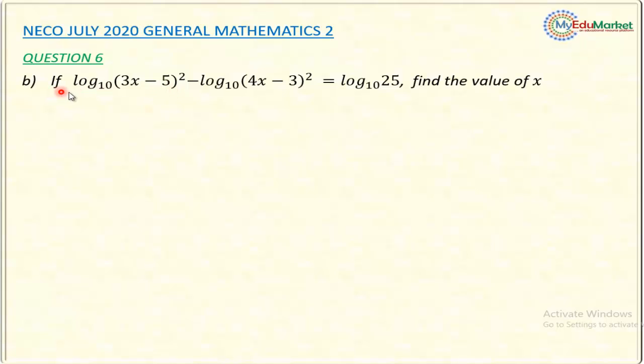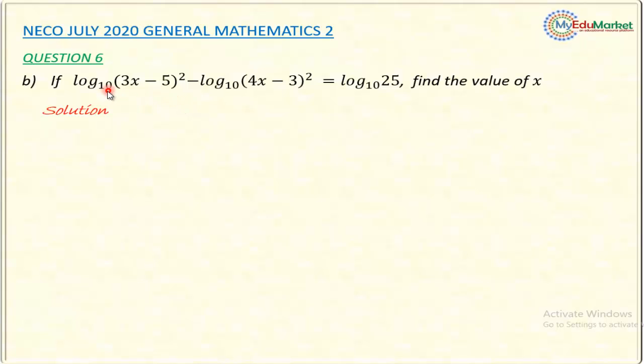This question says if log to base 10 of (3x minus 5) whole squared minus log to base 10 of (4x minus 3) whole squared is equal to log to base 10 of 25. The question asks us to find the value of x. Solution to this. Let me attempt to answer this question.